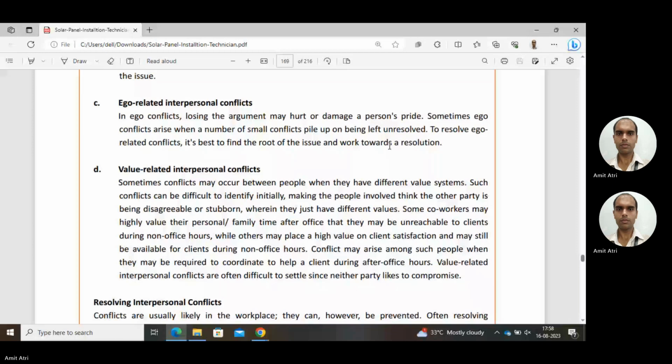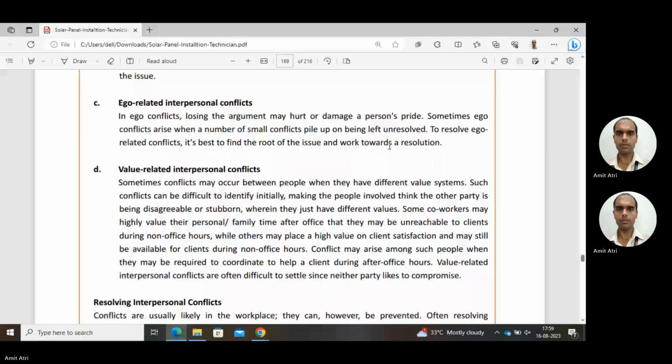On the other side, some person, official or employee, is placing the client's, the customer's, satisfaction as the priority. So he is making some time, finding time, and trying to resolve the client's issue, even after the official working hours are over. So this may give rise to conflicts.